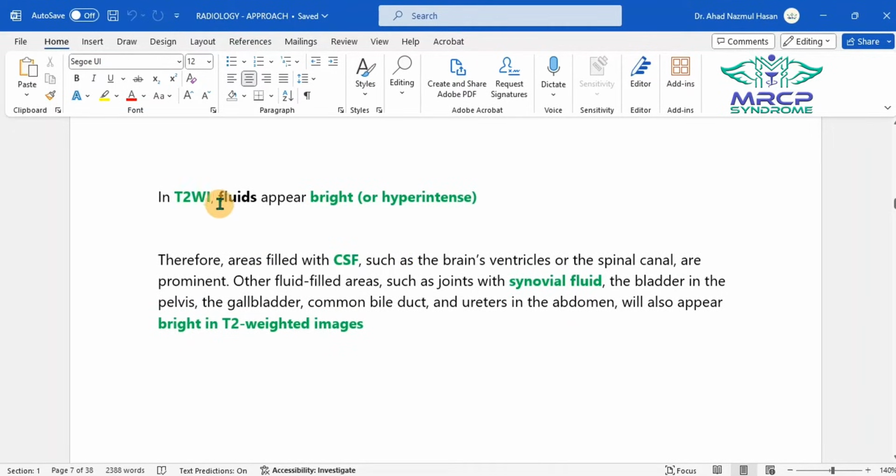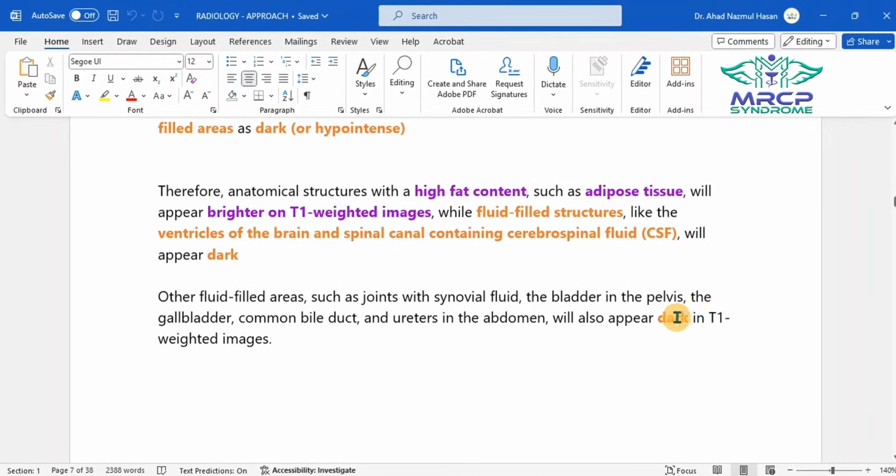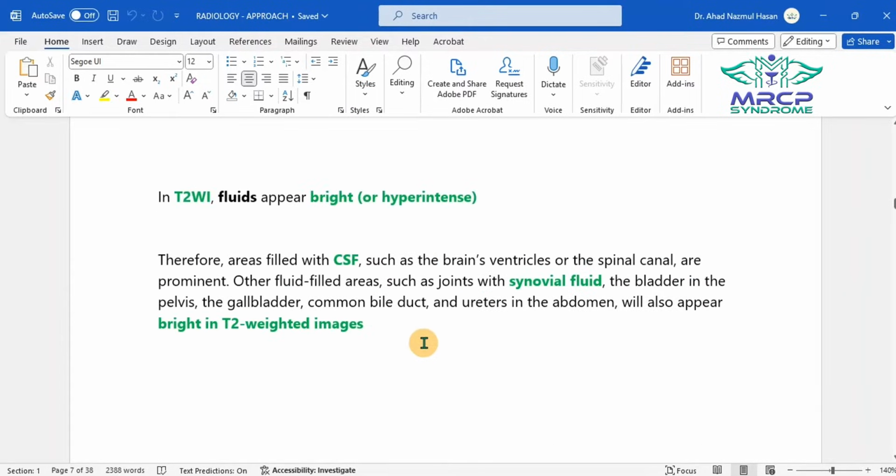In T2 weighted image, fluid appears bright or hyperintense. Therefore, areas filled with CSF such as the brain's ventricles or the spinal canal are prominent. Other fluid-filled areas such as joints with synovial fluid, the bladder in the pelvis, the gallbladder, common bile duct, ureter in the abdomen will also appear bright in T2 weighted image. So they were appearing as dark in T1 and they will appear as bright in T2 weighted image.